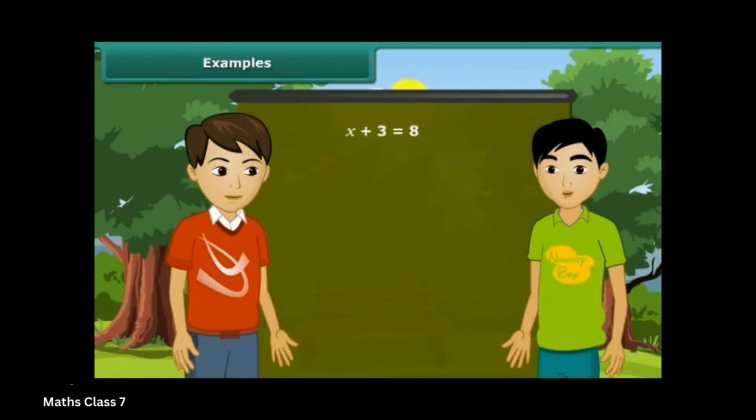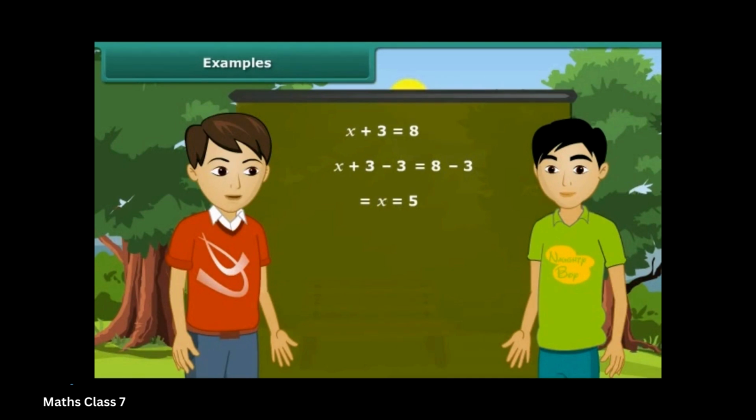Let us take an equation: x plus 3 is equal to 8. We shall subtract 3 from both sides of this equation. The new LHS is x plus 3 minus 3, which is equal to x, and the new RHS is 8 minus 3, which is equal to 5. Therefore, we get x as 5. But why should we subtract 3 and not some other number? It is because subtracting 3 reduces the LHS to x.